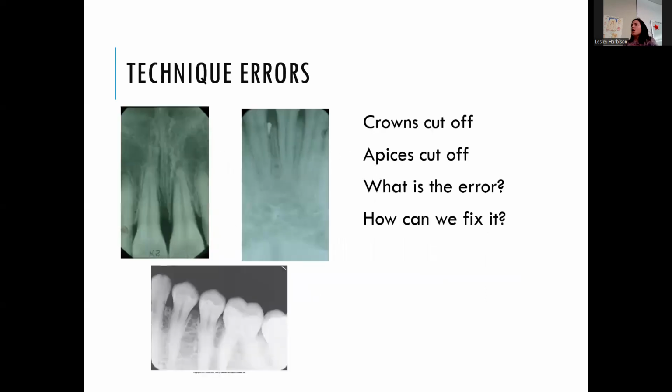Okay, so some technique errors. Here we can see that there's been a fair amount of the incisal edge cut off. Here you can see that we have cut off the apices. So a very common one, what do you think went wrong in this molar shot, for instance?